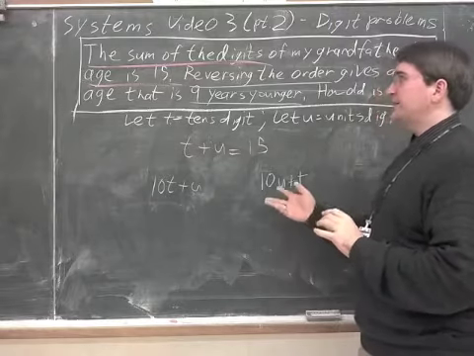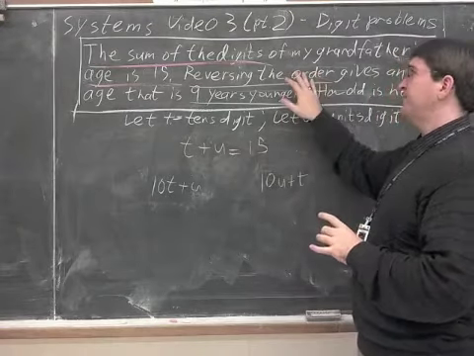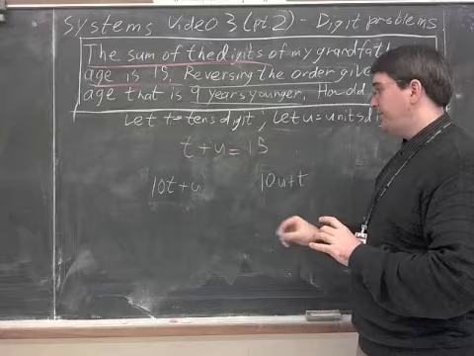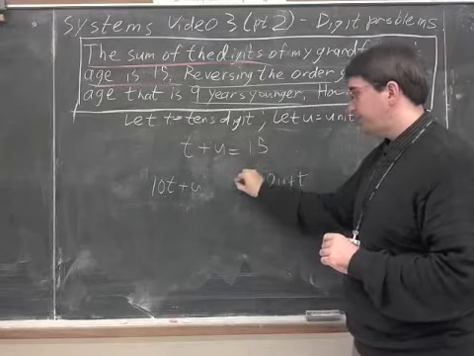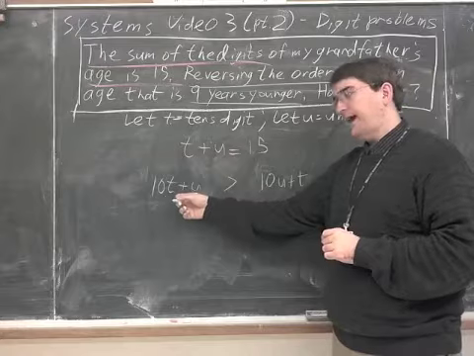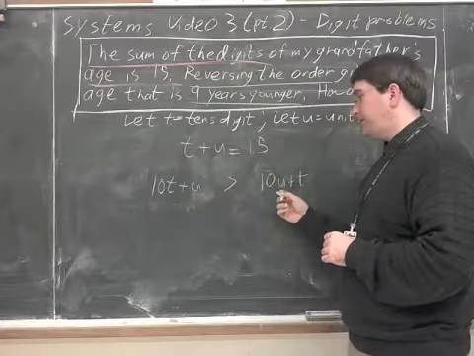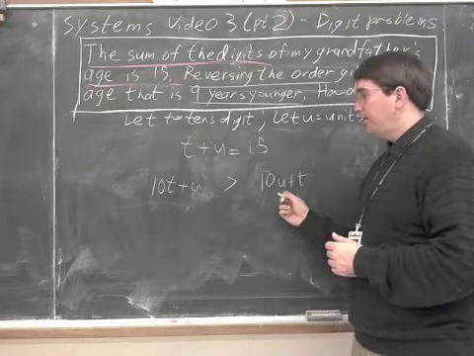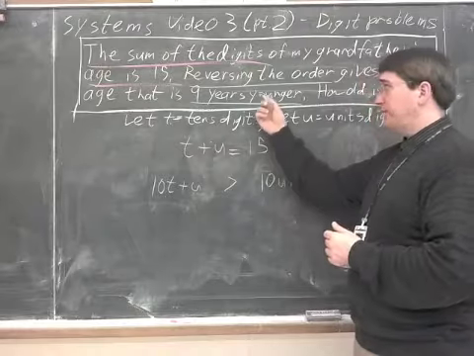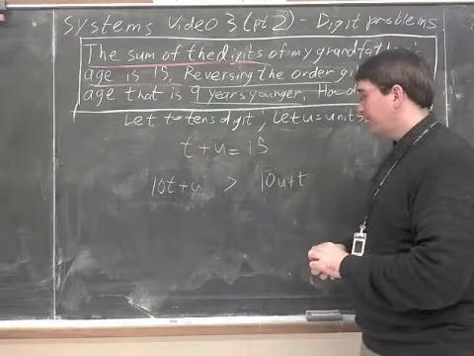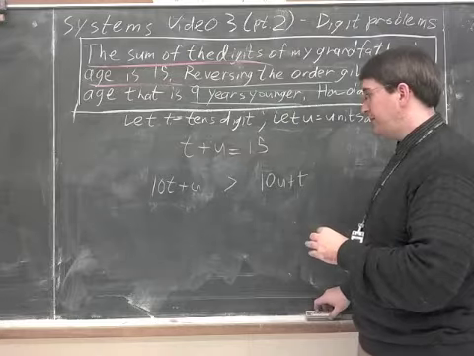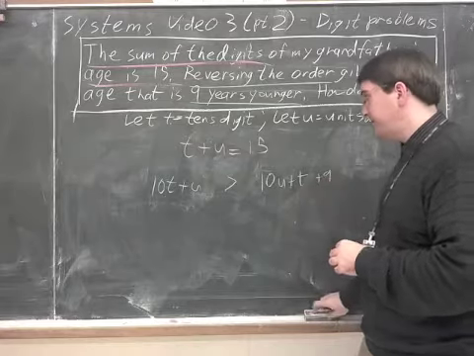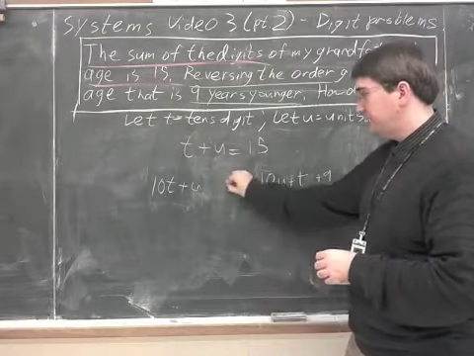And what I'd like to think about is this. When we reverse the age, the reversed age is younger than the old age. So that means we have this relationship, that the actual age is greater than the reversed age. What this means is that it's specifically 9 years younger. So if I want to make this an equation, I can add 9 to that side because that's the smaller side, and that will make these two things equal to each other.